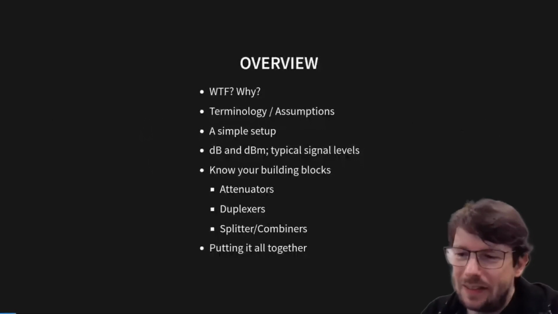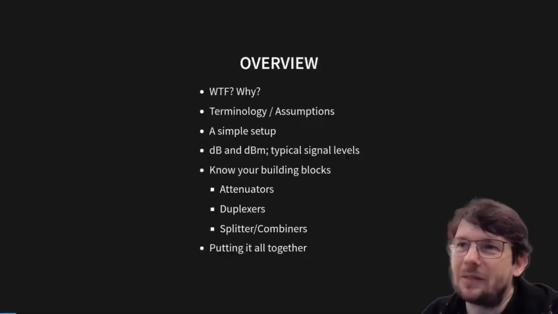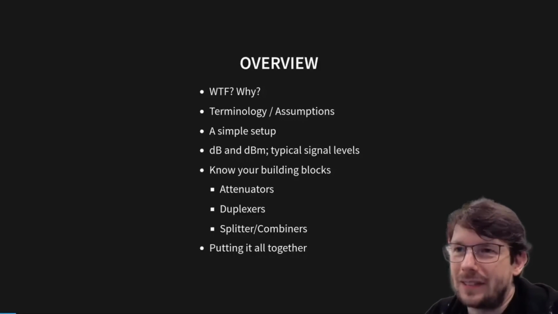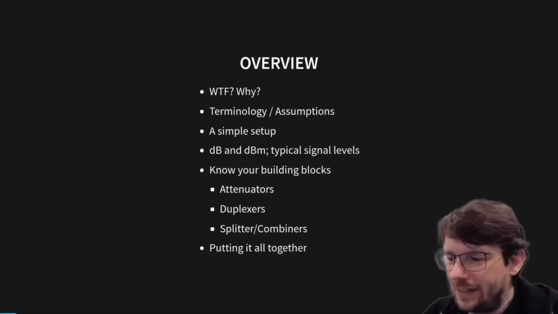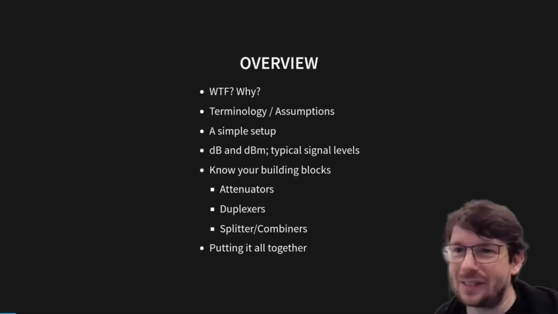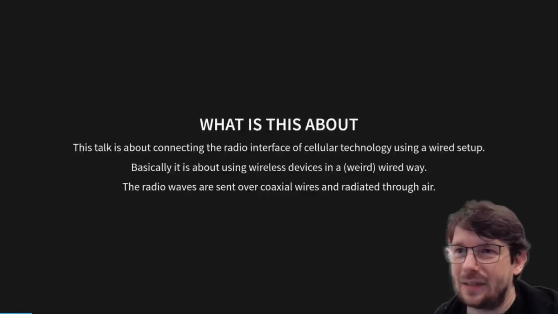What is this? Well, this is the overview about what we will cover. So why would one want to do that? Some terminology, constraints, assumptions, a simple setup, some stuff about dBs and dBm and typical signal levels that we encounter, and we will look at the individual components that are used to build such RF networks, such as attenuators, duplexers, and so on, and how to put all of this together. I have a couple of slides, and we may do more talking and explaining after the slides or during the slides. But let's first go through the slides, at least the initial ones.